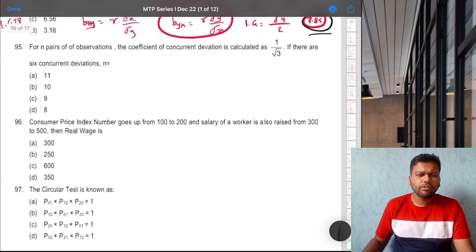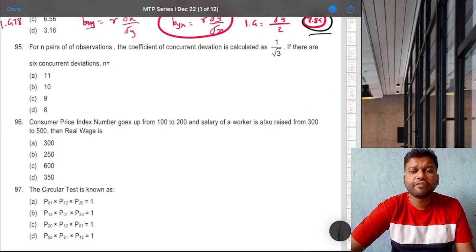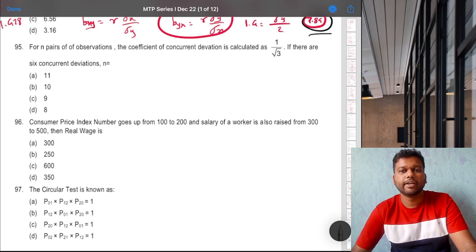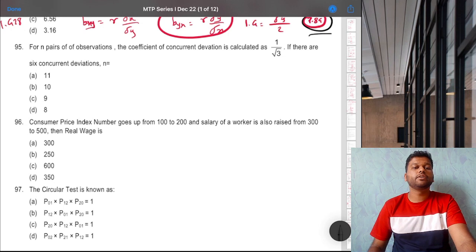95. For n pairs of observations, the coefficient of concurrent deviation is calculated as 1 by root 3. Coefficient of concurrent deviations. Okay, fine.